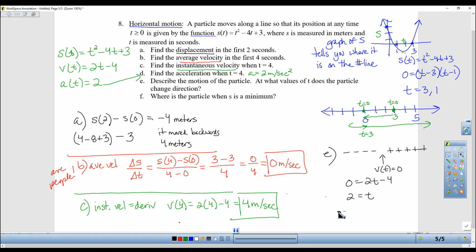So to describe this motion, the particle starts off going left. After 2 seconds, it stops and then goes right.